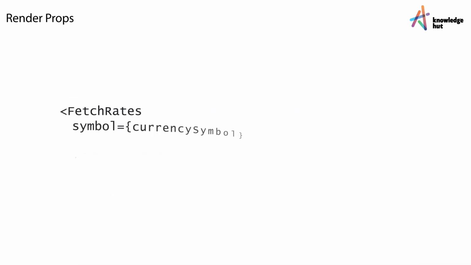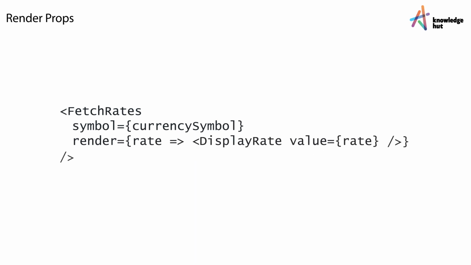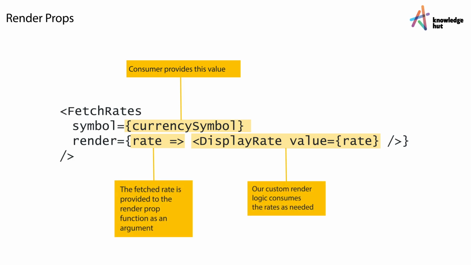For instance, you could build a component called fetch rates, which could take a currency symbol and internally fetch the rates as needed. The render prop can then be used as a function where we get this fetched rate and then implement our own render logic.